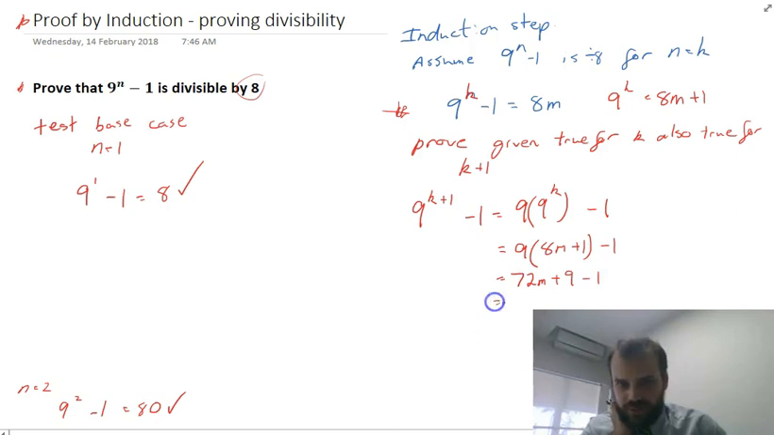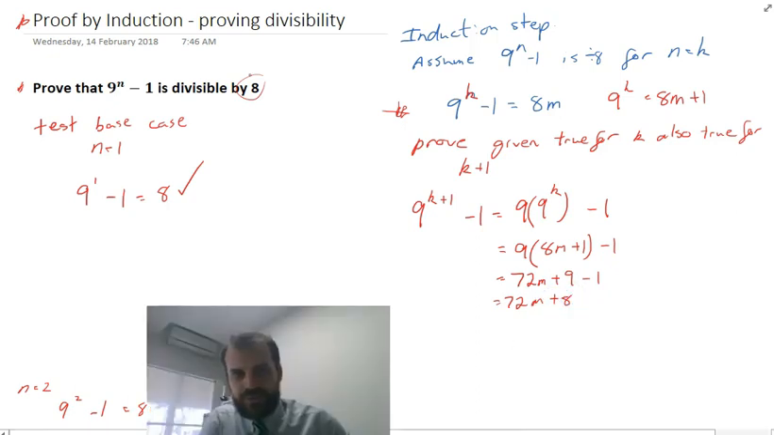And now 72m plus 8. Now this is a divisibility proof, and I'm trying to prove that it's divisible by 8. And it's divisible by 8 if I'm multiplying something by 8. I can factorize this with 8 as a common factor. Alright, stop there. Take a look at this.